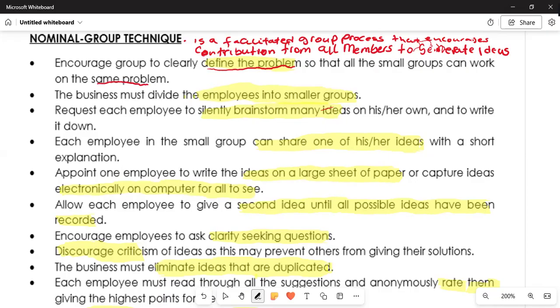The business must divide the employees into smaller groups. So they are to be divided into smaller groups so that all the members are going to participate, to make it easy for participation of all the members.